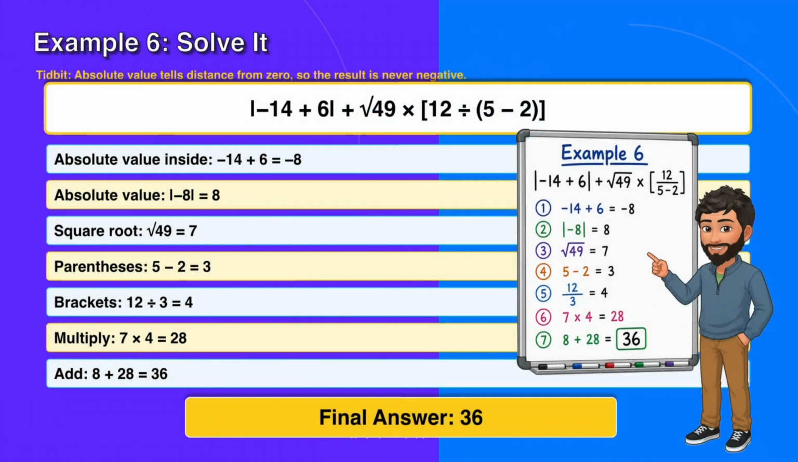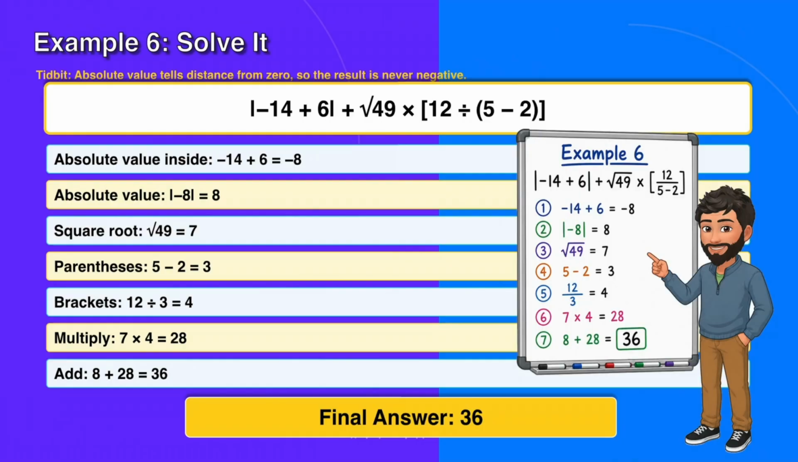Did the absolute value of negative 14 plus 6, which got us positive 8. We did the square root of 49, which is 7. We did 5 minus 2, which is 3. 12 divided by 3 was 4. 7 times 4 was 28. And then we did 8 plus 28, got us 36 for a final answer.